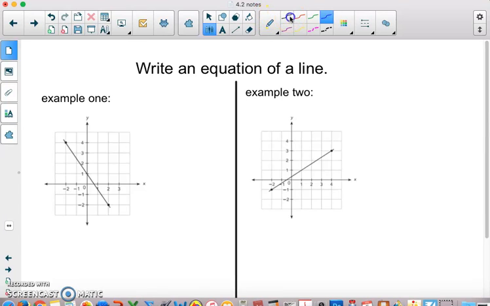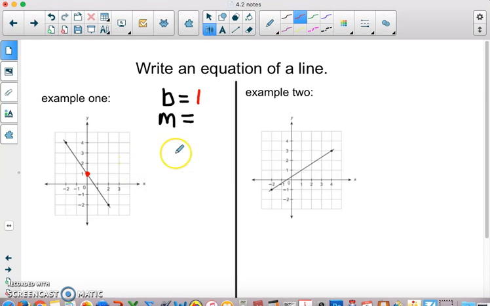Here we want to write the equation of a line in slope-intercept form. So the first thing we want to do is find out what the y-intercept is and what the slope is. So if we look at our graph, here's the y-intercept. So the y-intercept is 1.